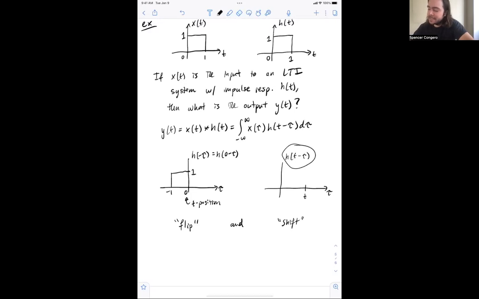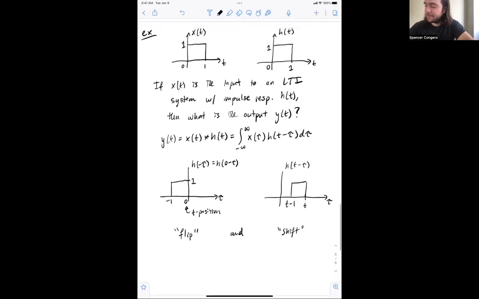Okay, so h of t minus tau, how do I graph that? Well, I just take this t position, as I like to say, and put it on t, and then fill in everything else. So the function just is a square, and this left side is just 1 unit to the left of the t position, right? So t minus 1. All right, so that is h of t minus tau. So now we have both of these functions. Now we have to multiply them and integrate.